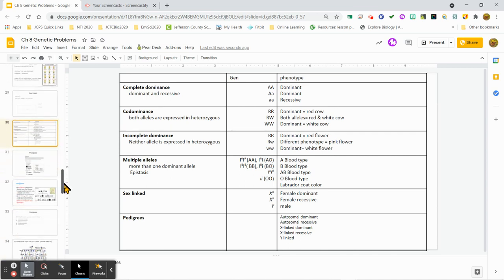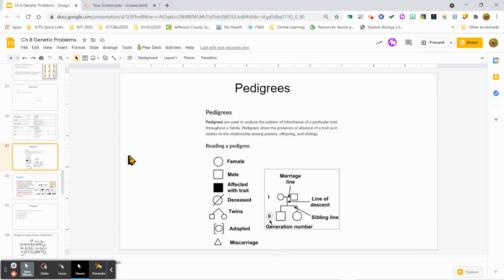The last thing I'm going to do is pedigrees. Pedigrees are used to analyze the inheritance of particular traits throughout a family. Pedigrees show the presence or absence of a trait as it relates to the relationship among parents. So generally, this is what they look like. The females are round, the males are square, and generally this is the one with an affected trait. This is if they died. This is twins. This is adopted. And then this is the first line. This is the second generation, things like that.